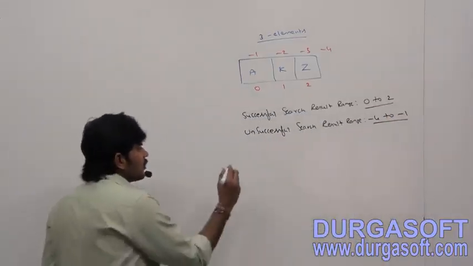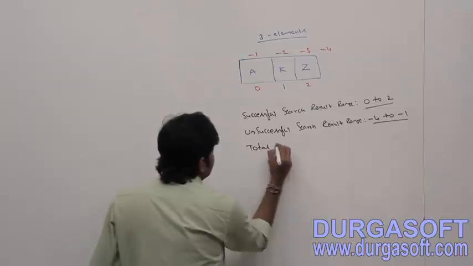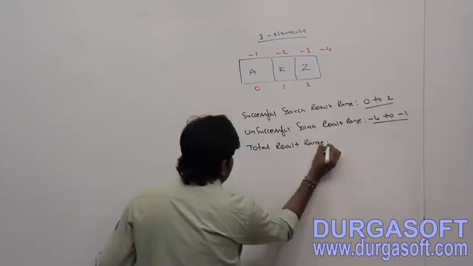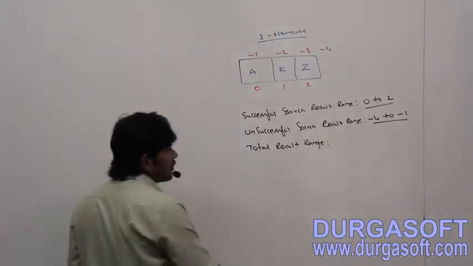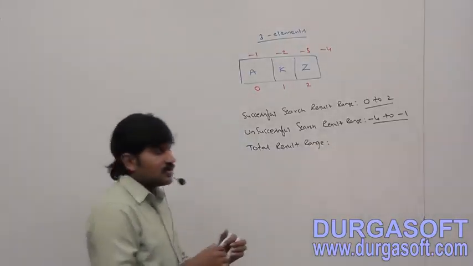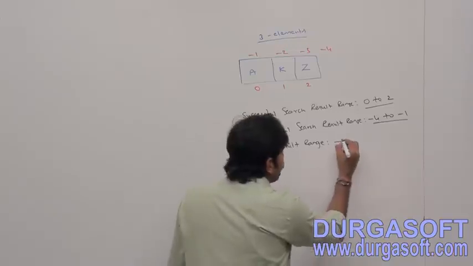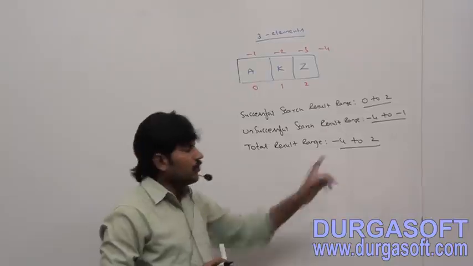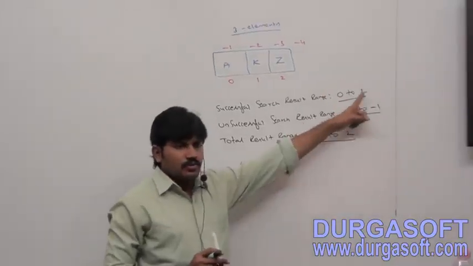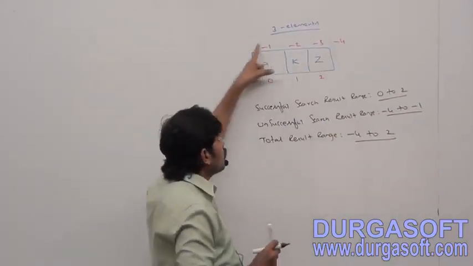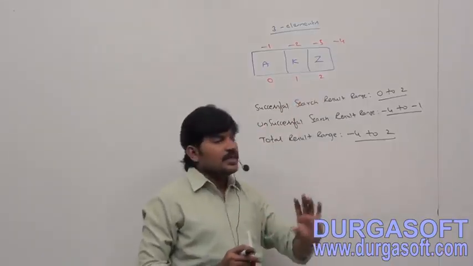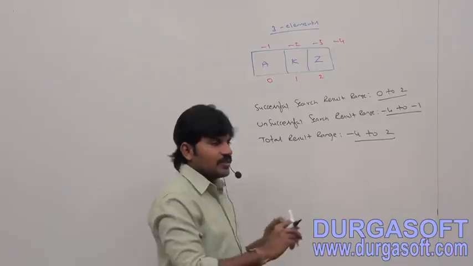Next, sir, total result range. Total result, whether it is successful or unsuccessful, anyway, total result range. Can you tell what is the total result range? -4 to 2. -4 to -1, 0 to 2 is nothing but -4 to 2. Are you getting? This is for the list of 3 elements.